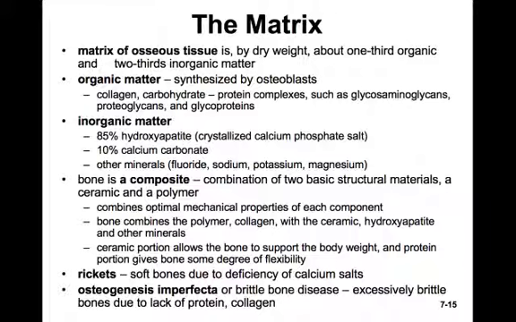85% is hydroxyapatite, which is crystallized calcium and phosphate salt. So hydroxyapatite is a combination of both calcium and phosphate. There's 10% calcium carbonate, and then there are some other minerals such as fluoride, sodium, potassium, and magnesium. So bone is a composite of two basic structural materials, a ceramic and a polymer. So it combines the optimal mechanical properties of each component.